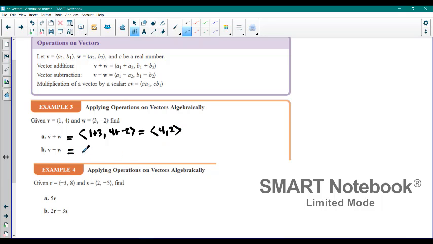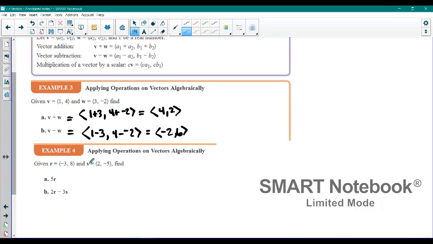For v minus w, we will do 1 minus 3 and 4 minus -2. The resultant vector would start at 0, 0 and end at -2, 6. In this next example, we have vectors r and s. R is the vector that starts at 0, 0 and ends at -3, 8. S starts at 0, 0 and ends at 2, -5.